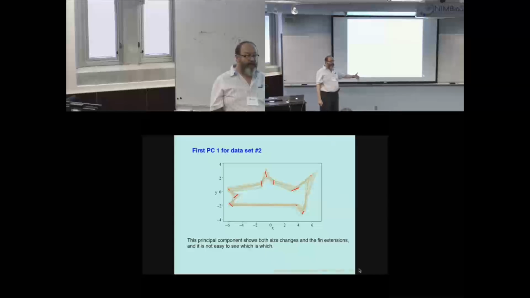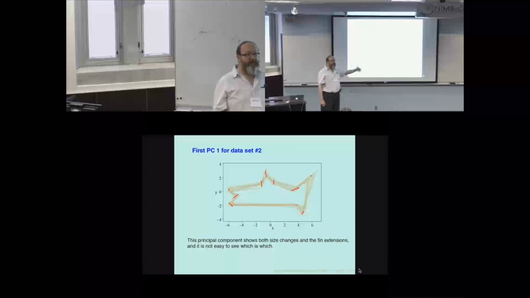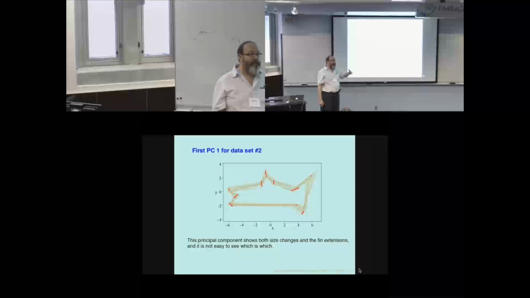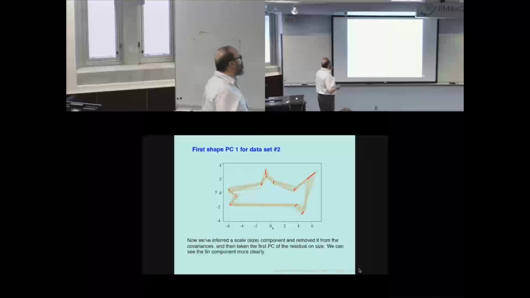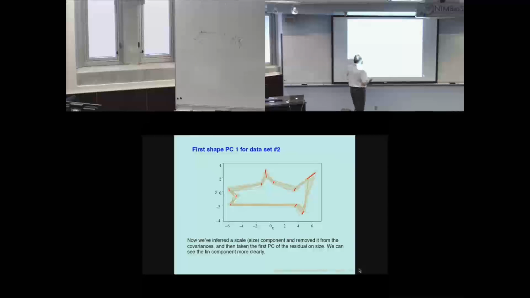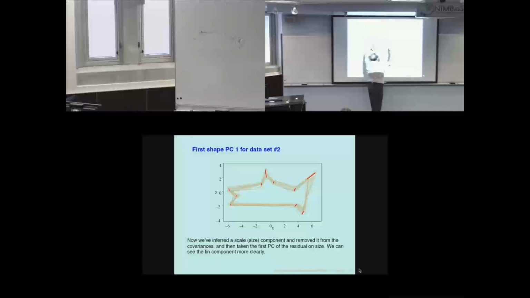Why has it misinterpreted things? It doesn't have a phylogeny. It thinks those things are independent, identically distributed, so they're much more noisy. If we do the first shape PC with the tree, we get this, which shows the fins are moving a lot and the others aren't. But if you think about it, the centroids are supposed to stay the same. That means when the fins go up, everybody else has to move down a little in order to keep the centroid the same.